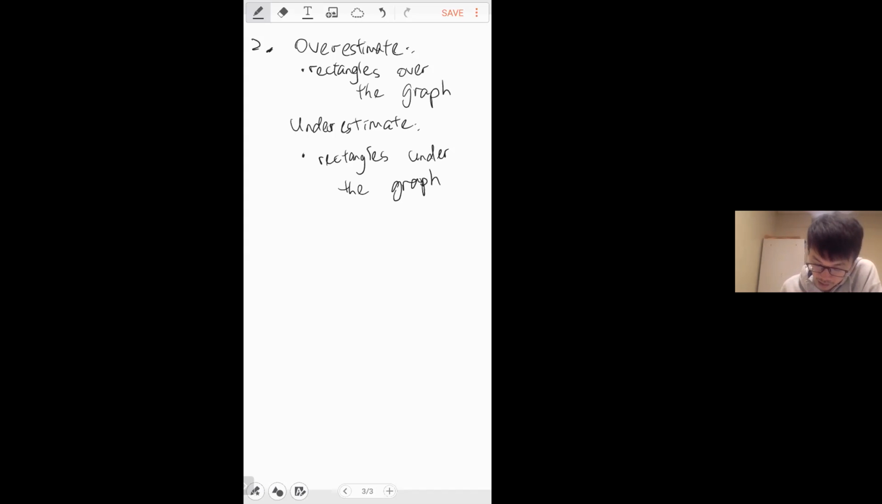Okay. And then when computing the left-hand sum and right-hand sum, I said that you don't need to draw the graph, right? Because you can just plug the endpoints, either the left endpoints or the right endpoints, into the function to get the heights. But for overestimate and underestimate, you need to draw the graph.